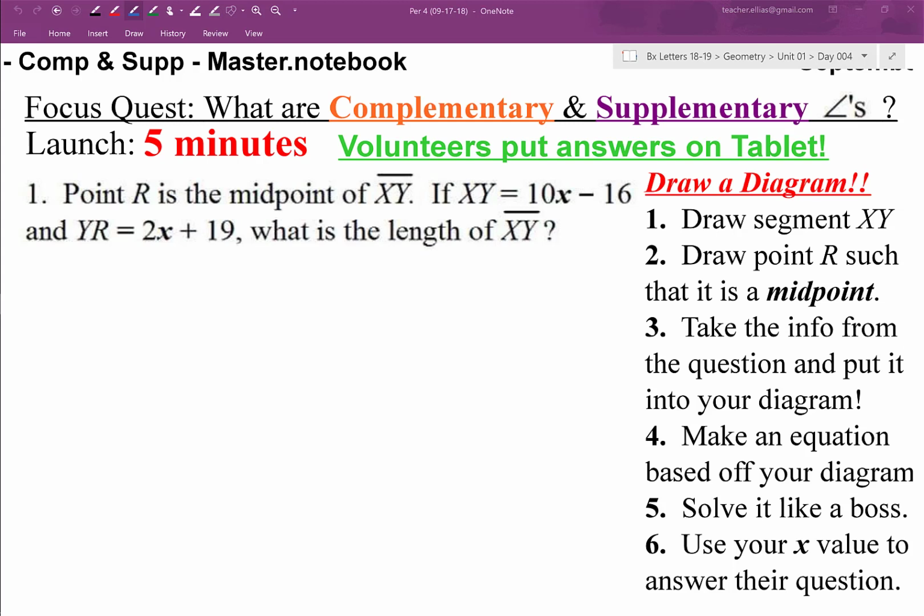For that launch, I'm going to give you 5 minutes. There's 2 parts to it. You've got a problem that requires you to make a drawing and do some math. If that's proven too difficult, go to the other one, the Notice and Wonder. That will lead into today's lesson, all right? Any questions before we get started? All right, have at it. 5 minutes. Go.